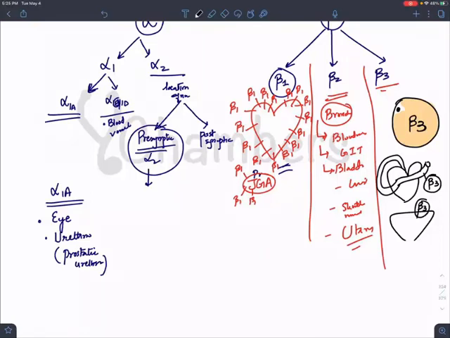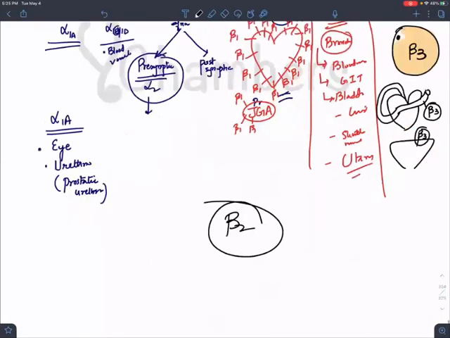Remember how many lungs we have. How many lungs we have, guys? Very nice. So what is the receptor on the lungs? Beta 2. This is one way my professor taught me, in the first year only.